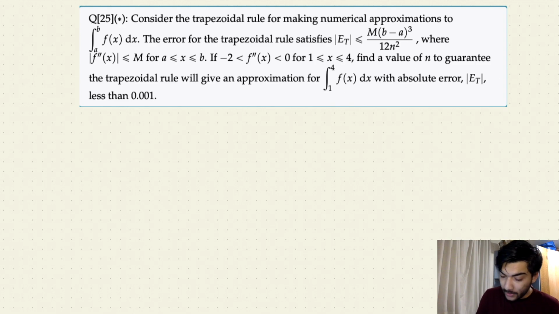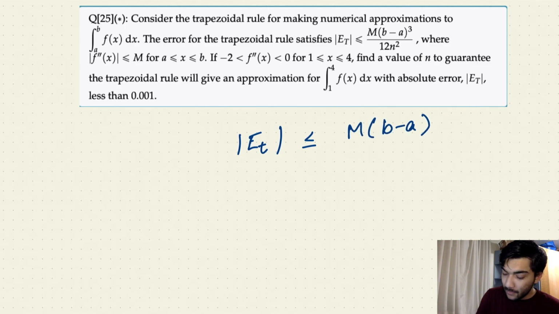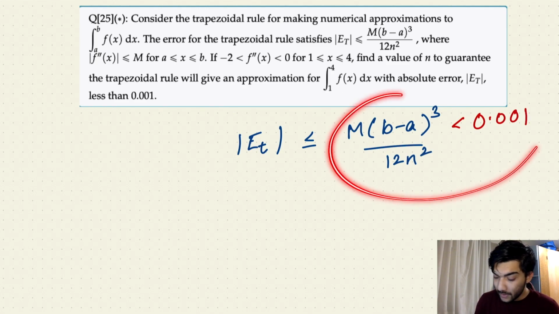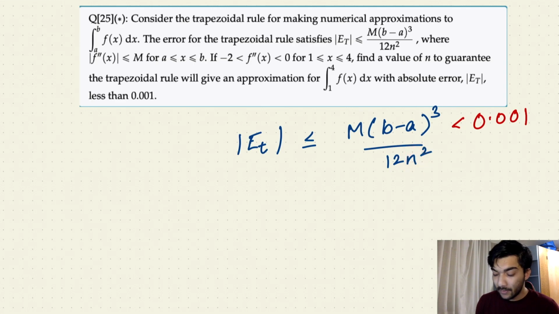So now what we want is, we know that the error for the trapezoidal rule is given by this formula, M times (b minus a) to the whole cube upon 12n square, and we want this ET to be less than 0.001, right? In order to achieve this, we want to calculate the value of n which will make this happen. Before doing that, the first step is to calculate the value of capital M.